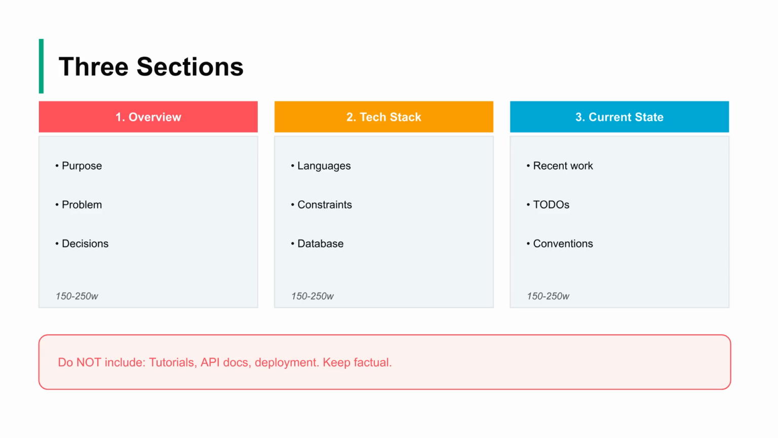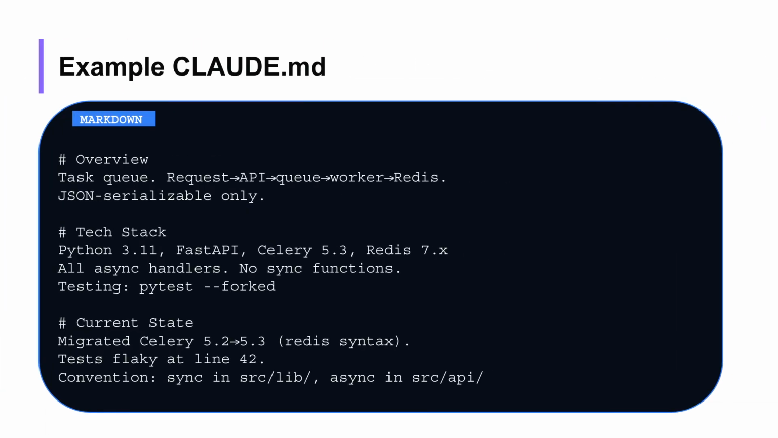These sections should be concise, around 150 to 250 words each, and contain factual information. Avoid including tutorials or deployment details. This is an example of what a Claude.md file looks like in Markdown format. It clearly outlines the project's architecture, key technologies, current migration status, known issues, and code conventions, all providing critical context.